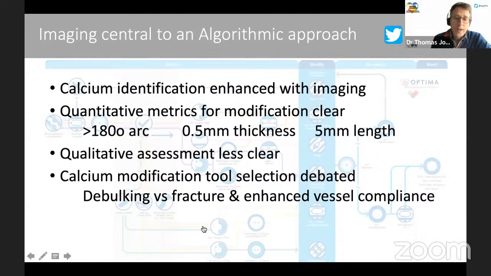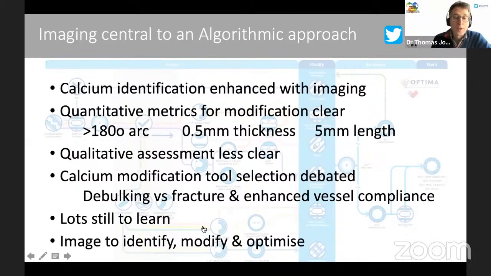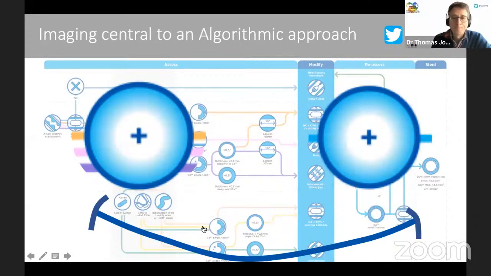And then beyond that, I think there is a question about what tool we are selecting for what purpose. We're looking at debulking, we're looking at fracture, we're looking at this concept of enhanced vessel compliance, and I'm not sure yet actually which tool is right in which setting, and I think that's something that we need to continue to learn. I thank you for your attention, and just really focus on the idea that we use imaging to identify, modify, and optimize throughout our procedure. I look forward to some questions.